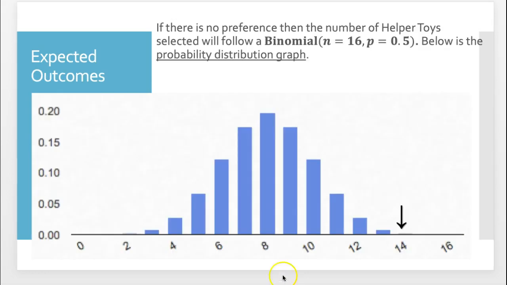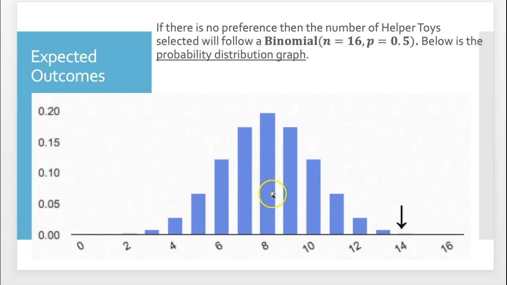So let's look at this here. This is the probability distribution graph for a binomial where n is 16 and p is 0.5. Think about it. If there's no preference, if it's a 50-50 chance of helper toy, and I have 16 babies, how many would you expect to select the helper toy? Well, if we do 16 times a half, we roughly get 8.